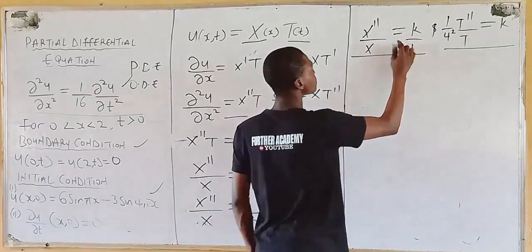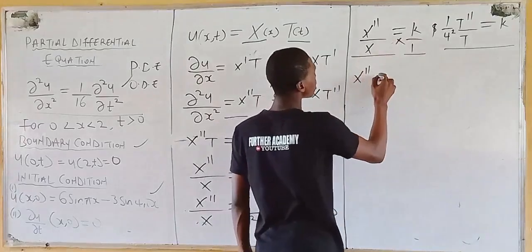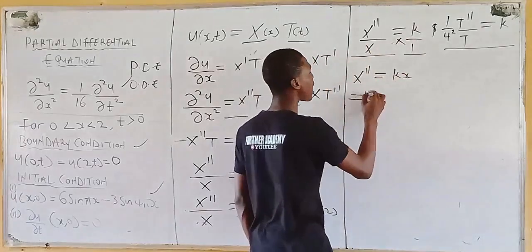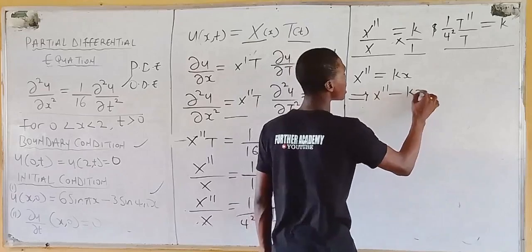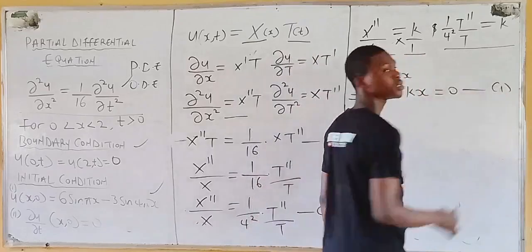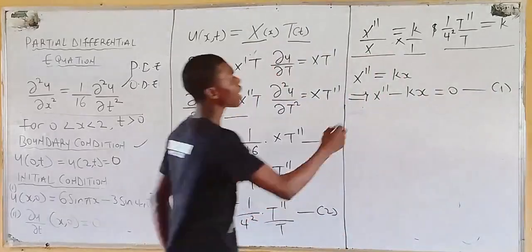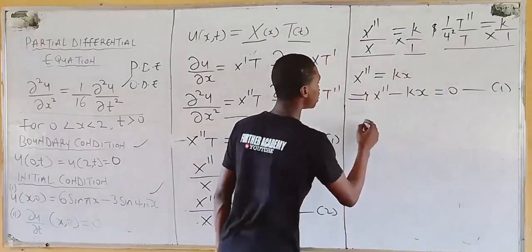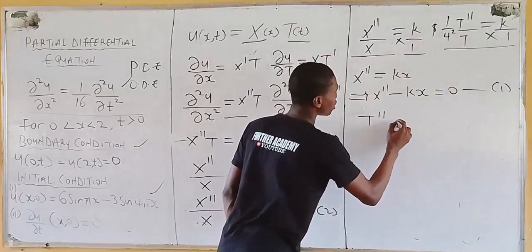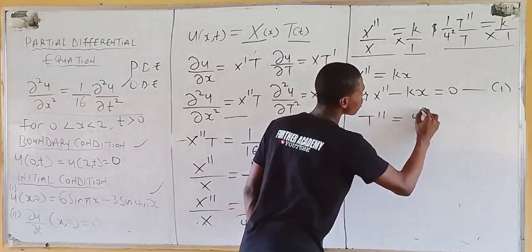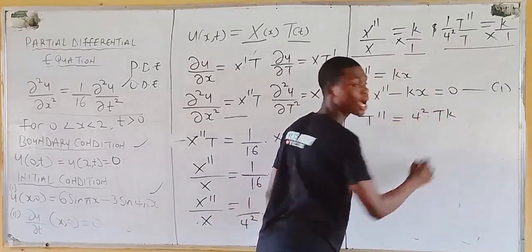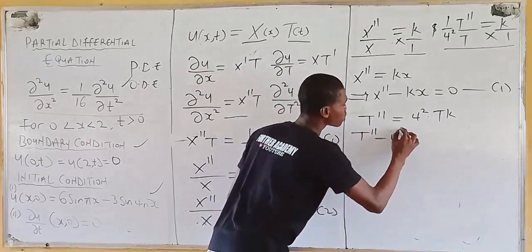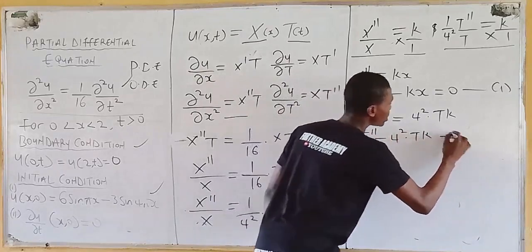Now, from what we have here, cross multiply. By the time we cross multiply, this becomes X double prime equals kX. Bring kX to the other side. This implies X double prime minus kX equals 0. Say equation 1, right? Same idea. Cross multiply. By the time we cross multiply from this second one, it becomes T double prime equals 4 squared multiplying tk, right? Bring this to the other side. What do you have? T double prime minus 4 squared multiplying tk, equate that to what? 0.